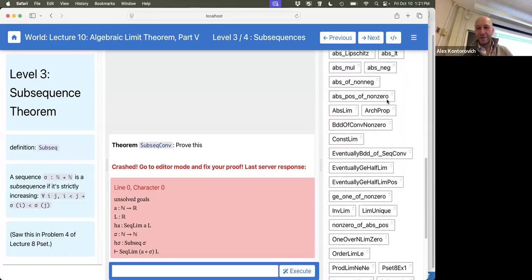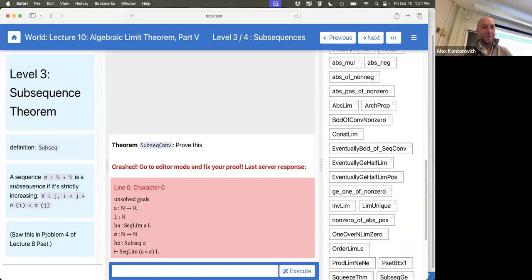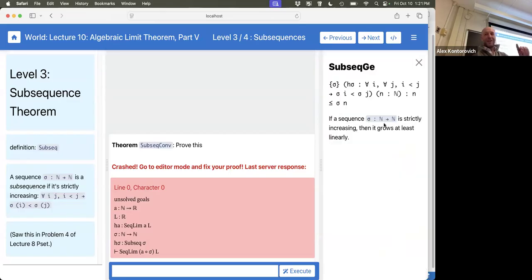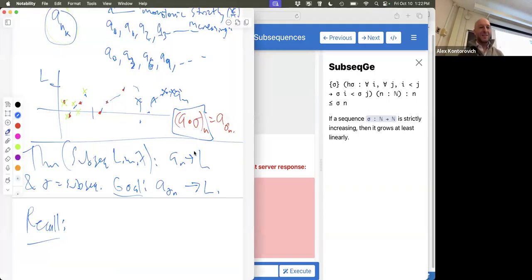Okay, I have to go a little bit more slowly over problem 4 of problem set 8. Here it is, subseq greater than or equal to. What you proved in problem set 8, problem 4, is that, although I didn't call it a subsequence yet, if sigma is a subsequence, then it grows at least linearly. It can't grow slower than the function, whatever this sigma is.